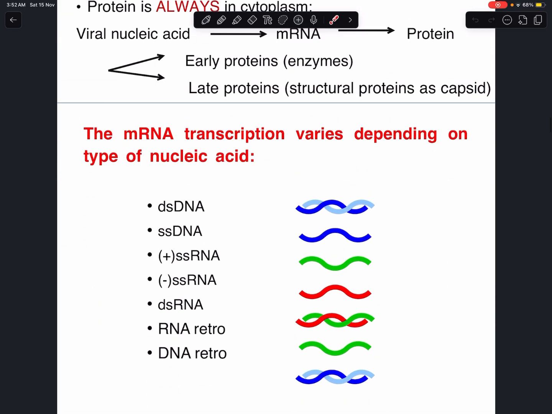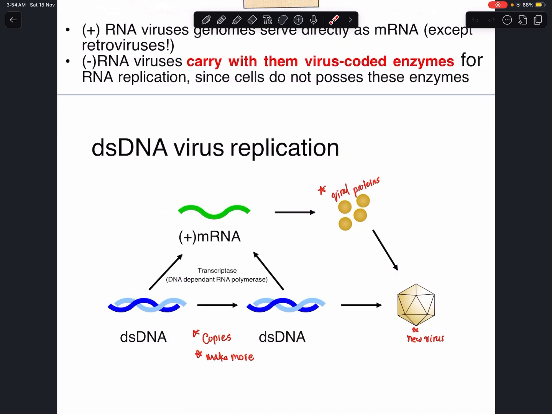The mRNA transcription varies depending on the type of the nucleic acid: double-stranded DNA, single-stranded, positive, negative, double-stranded RNA. Double-stranded DNA virus replication. Here we have a double-stranded DNA. We should make more DNA. So yes, copies make more DNA and leaving it inside the virus.